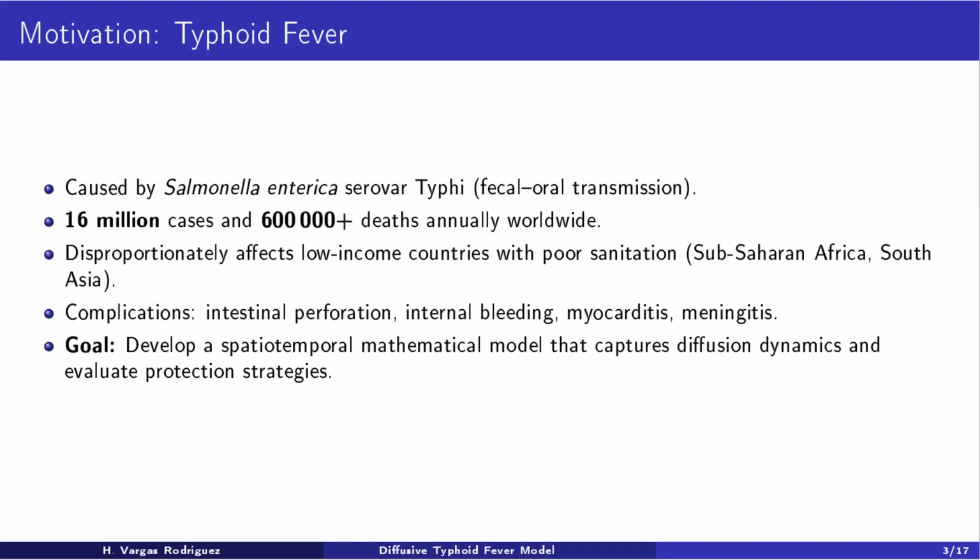Typhoid fever is caused by Salmonella enterica, serovar Typhi, transmitted through the fecal-oral route, essentially through contaminated food and water. Despite being preventable, it remains a major public health burden, approximately 16 million cases and over 6,000 deaths every year, concentrated in low-income countries with poor sanitation. The complications can be devastating: intestinal perforation, internal bleeding, myocarditis, and meningitis, with children and pregnant women being especially vulnerable.